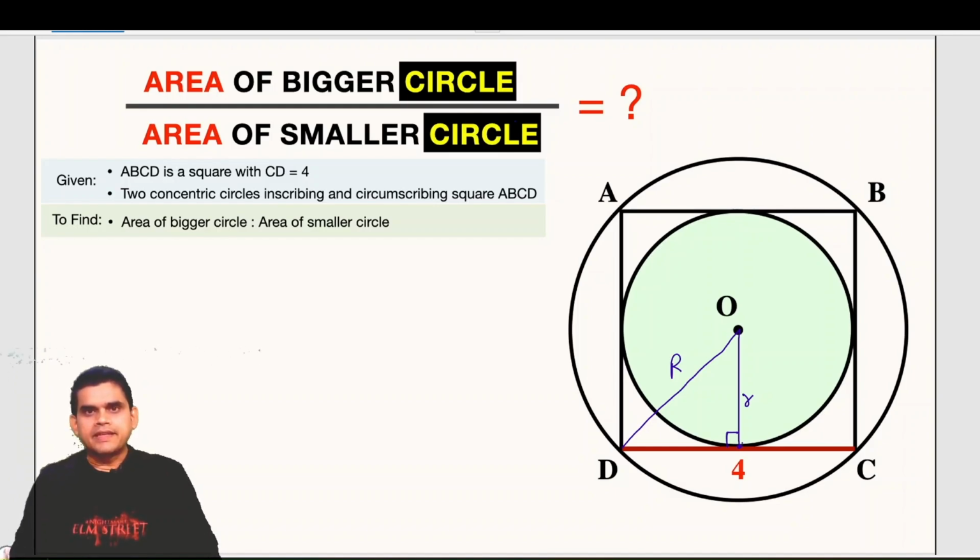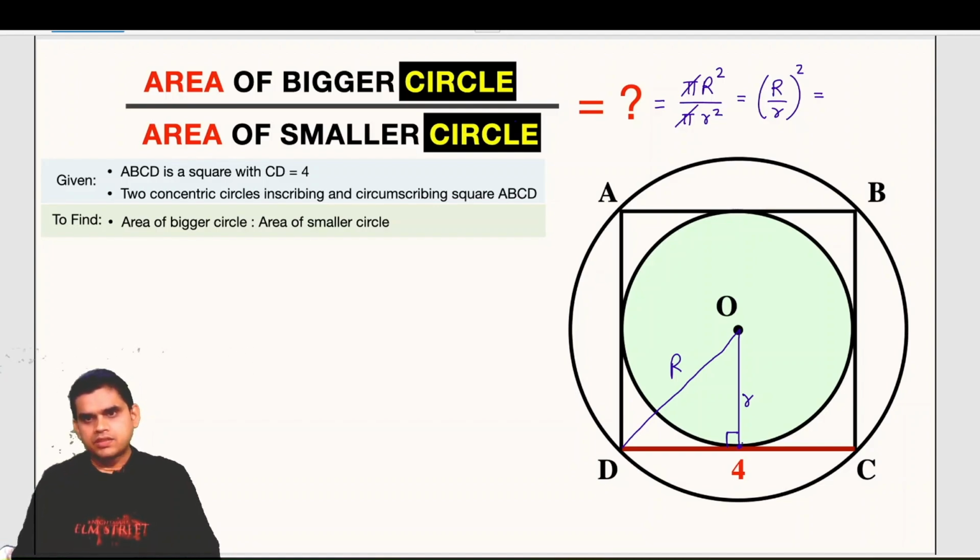Now the area of the bigger circle is pi times capital R square. Likewise, the area of the smaller circle will be pi times small r square. This pi will get cancelled and we will be left with the ratio of the radii, and that too squared. So our aim should be to find capital R upon small r.